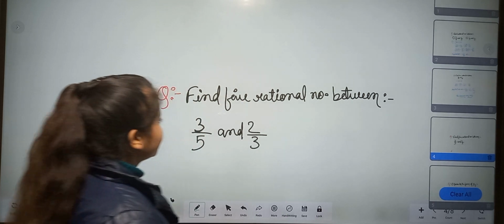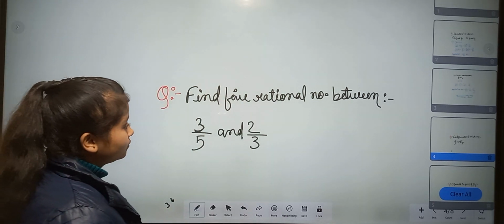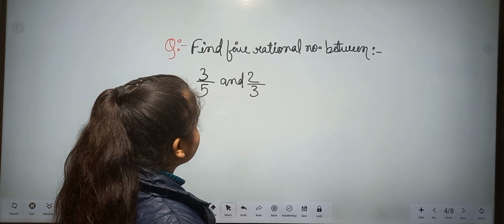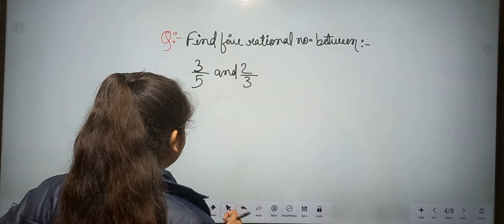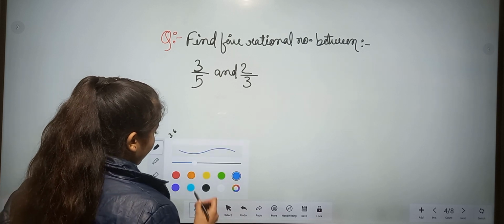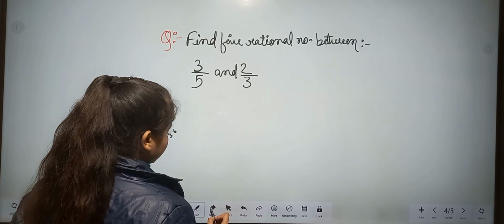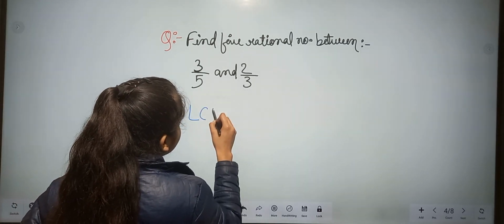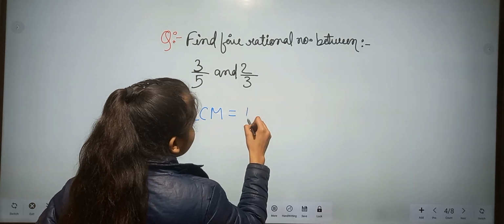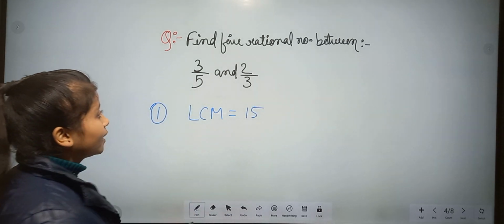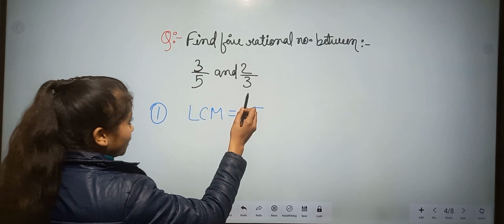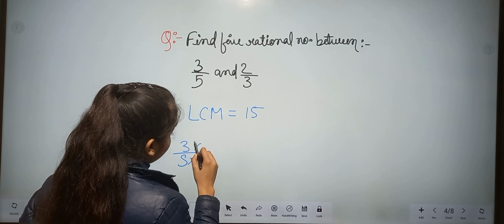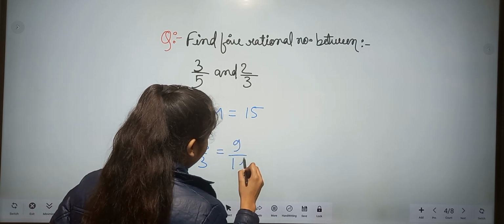And our next question is to find 5 rational numbers between these. Okay, this is also just the same as what we have already discussed. So first of all we have to find the LCM. So here the LCM is 50. And now the second step is we have to make the denominators the same. 3 into 3 is equal to 9/50.